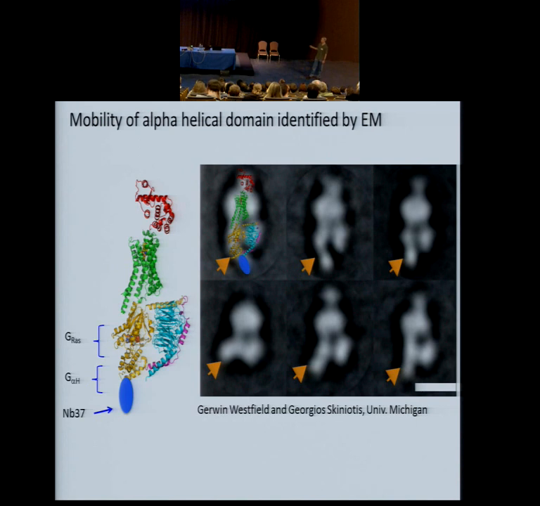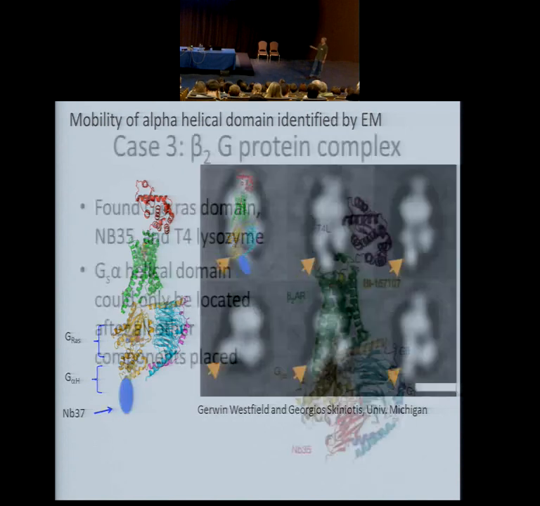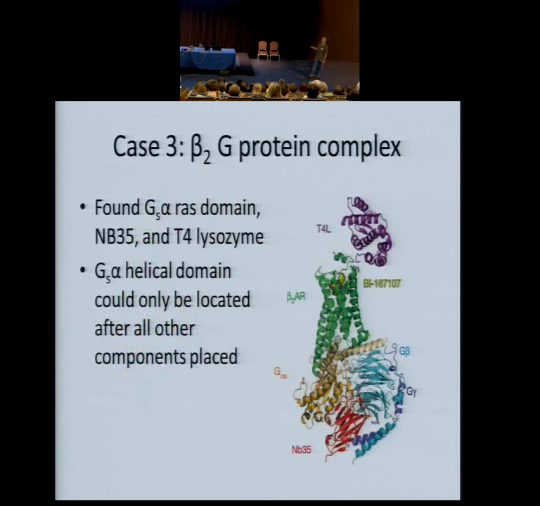And so in terms of molecular replacement, we then split the alpha subunit into two components, the RAS domain and the alpha helical domain. And although we weren't able to locate the alpha helical domain initially, we were at least able to find the RAS domain, and that was sufficient to allow location of the other subunits, including nanobody 35, T4 lysozyme. And then when everything else is put together, we're able to locate the alpha helical domain.